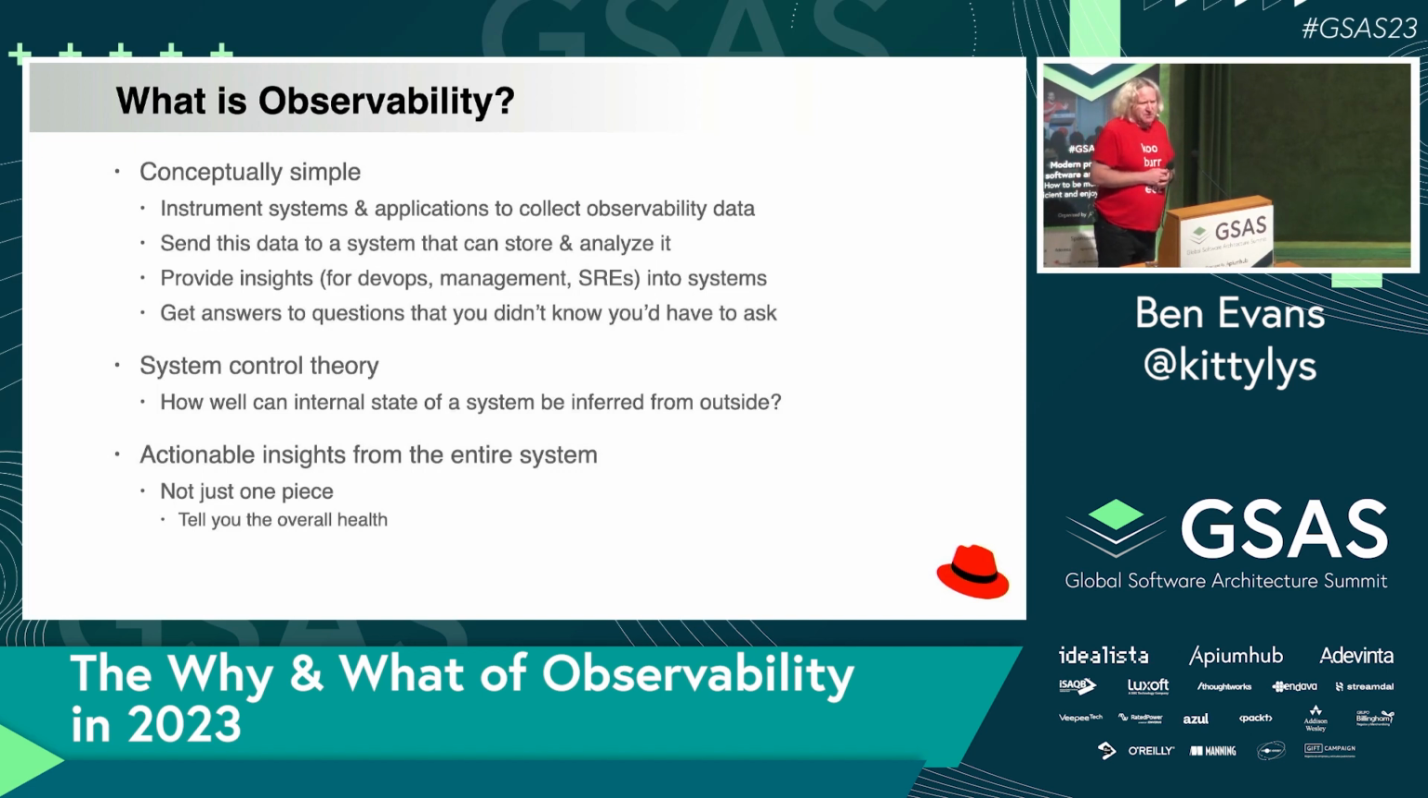There are more formal versions of this, of course. There's systems control theory, where you can talk about the internal state of the system, and that also speaks to the notion of empirical science. And finally, the answers that you get from your system must be actionable. You must actually be able to tell something about the system from it and be able to make corrections.